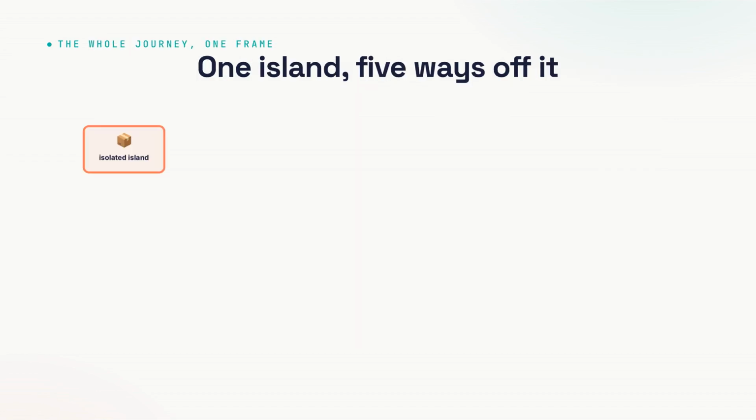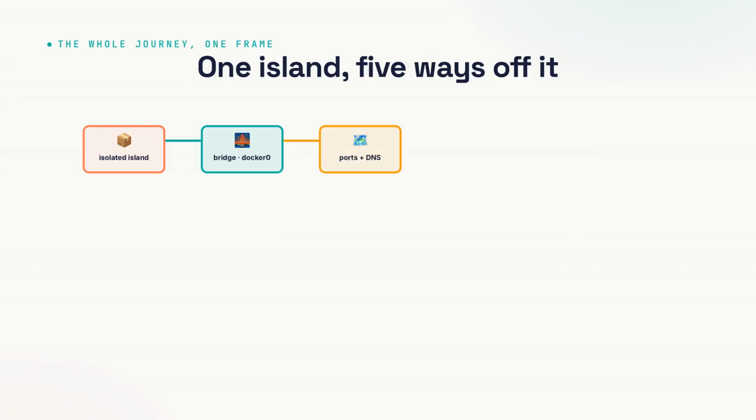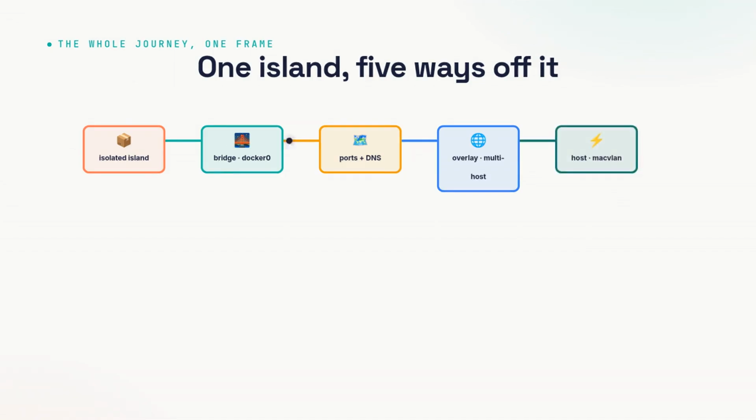Let's lock the whole journey into one picture. We started with an isolated island, a single container that, by default, can't talk to anything at all. The bridge network, Docker 0, gave it a first bridge, private IPs, and a way to reach other containers and the internet on one host. Port mapping opened a door from the outside world, and internal DNS let containers find each other by name instead of by a moving number. Overlay networks stretched that same model across many servers and clouds, using VXLAN tunnels to make distant containers feel local. And host and Macvlan cut out the middleman entirely, for raw speed on the mainland or a real, first-class identity on your physical LAN.